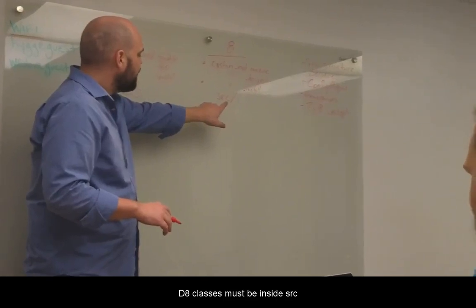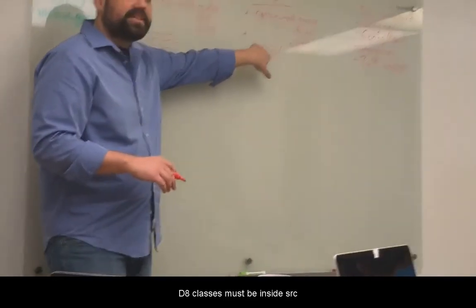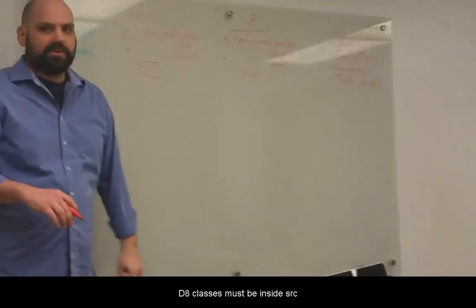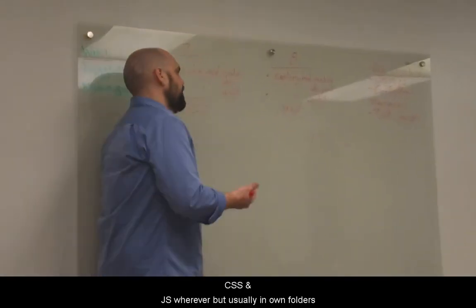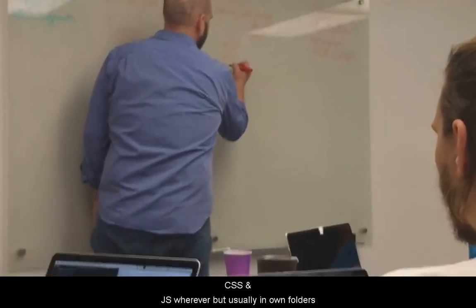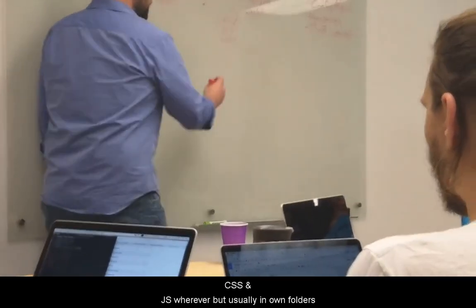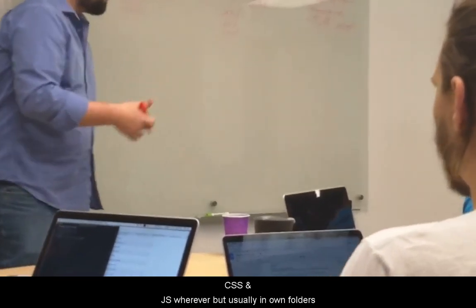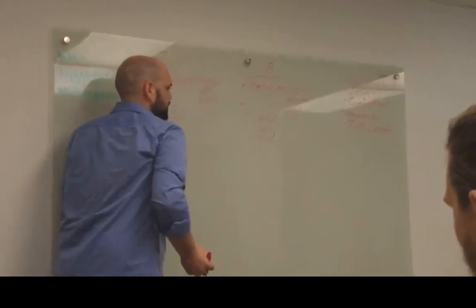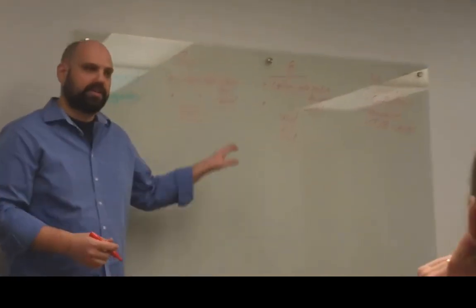Now, let's get a little further. When I said that this is where you have to put classes, that's exactly what I mean. Say you want CSS or JavaScript, then you put that wherever you want. You're just going to have to tell Drupal where those files are. But a lot of times you'll see it like this, with the JS and CSS files right there in the module root.